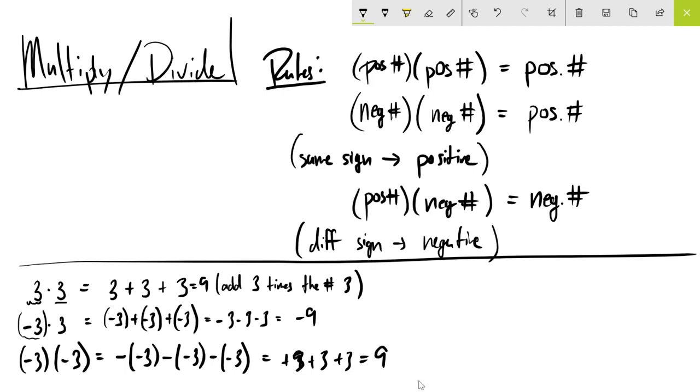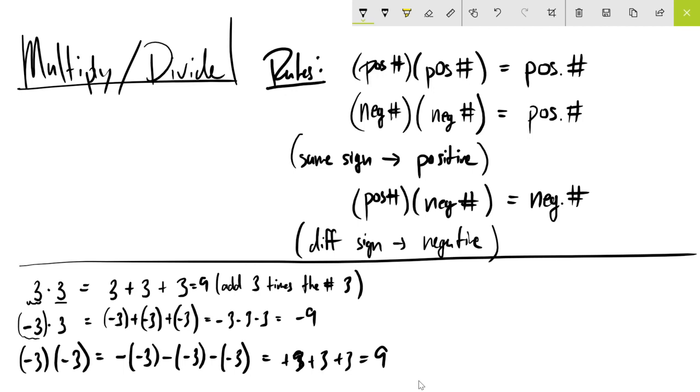and that's why a negative times a negative actually comes out positive. It's not just a fun rule we made up for math. It's true based on how multiplication works. Anyways, that's not really important that you necessarily know it, but you don't have to take my word for it because it's true. Okay.